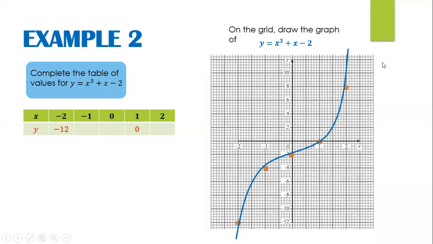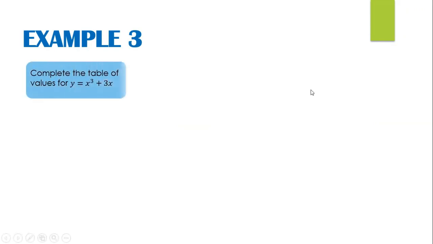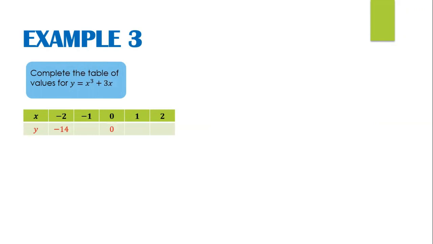This is for you. Example 3. Complete a table of values of y equals x cubed plus 3x. This is question 3. Okay, this is the table. The table consists of x equals -2, -1, 0, 1, and 2. By using the second method, we can complete the table by using the formula y equals x cubed plus 3x. You just copy paste the function. Okay, start doing this question.